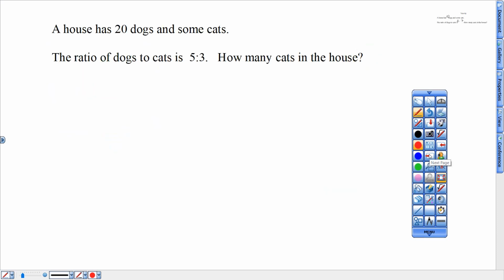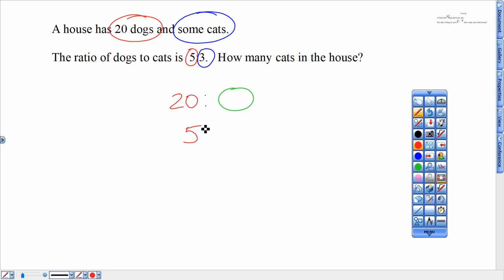Next kind of problem is a missing number ratio problem, but it's words. So what they're doing is giving you number of dogs and having you find that missing number, cats. And of course, they're giving you the ratio that it's equal to. So setting it up just like the others, I got this 20 number right here from my number of dogs. I have my unknown number of cats. That's the number you're trying to find. And then I have my other ratio, my 5 to 3.